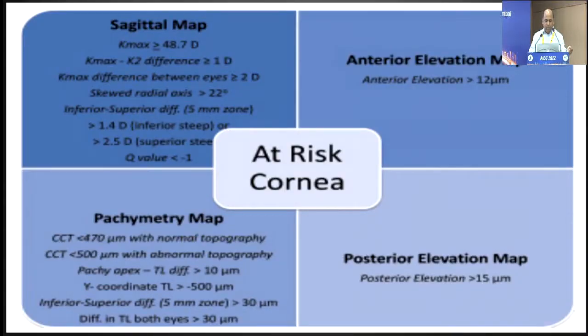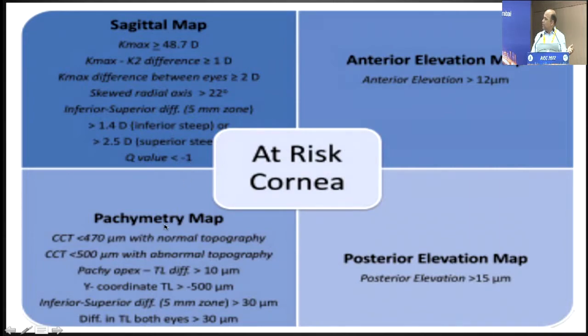So finally, these are some of the parameters that we should know, and if we find any of these things, we should be suspicious and take action accordingly. Like if the Kmax is 48.7, the difference is more than 1 diopter, inferior steepening of more than 1.5 diopters, superior steepening of more than 2.5 diopters, Q value of less than -1.